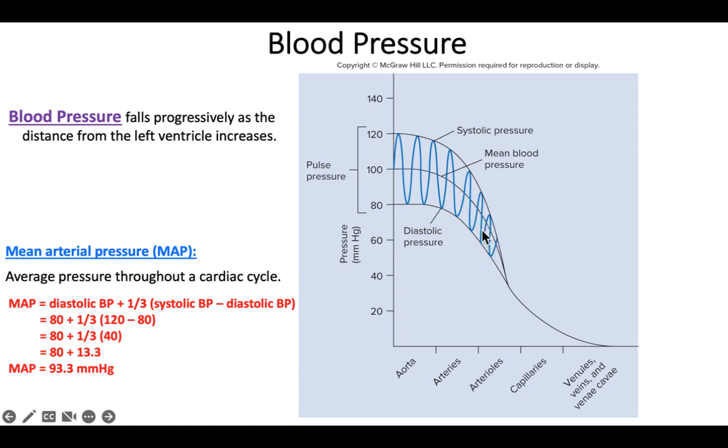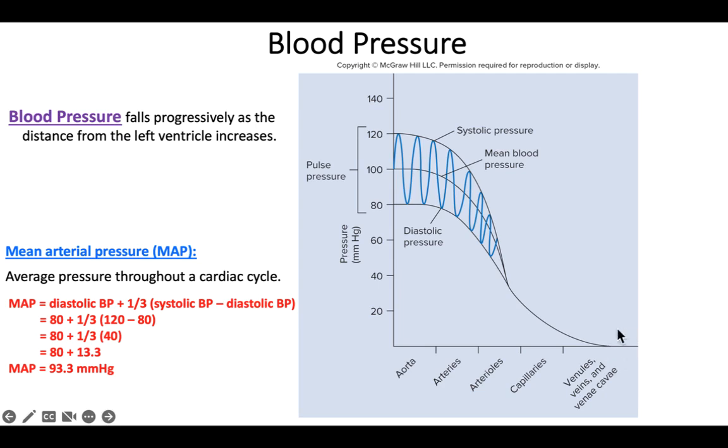We still see a little fluctuation, but when we get to the smaller arterioles and then into the capillaries, there's no longer that systolic, diastolic change. For example, when we get into capillaries, we're just going to learn one number, because there isn't a systolic and diastolic anymore. But notice the trend. You're always going somewhere where the pressure's lower. So blood moves from high pressure to low pressure.